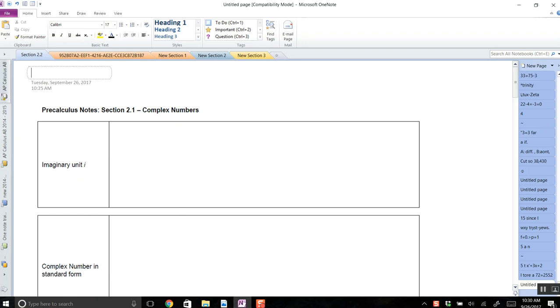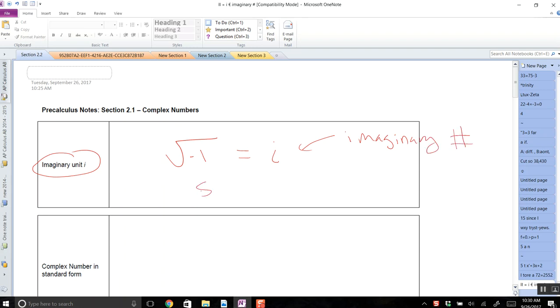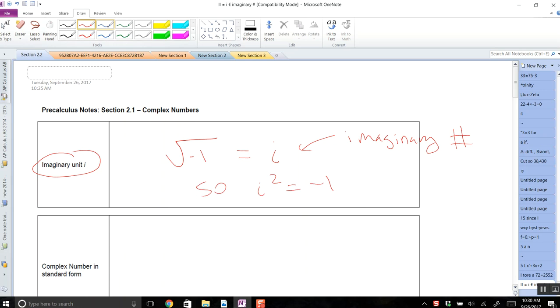So let's talk about section 2.1, again on complex numbers. And we'll start with the imaginary unit. If you take the square root of -1, that's defined as i, and i is what we call the imaginary number. So this would imply that i squared would be -1, because if you square both sides of this right here, that's what we would get. So we're going to start with that.